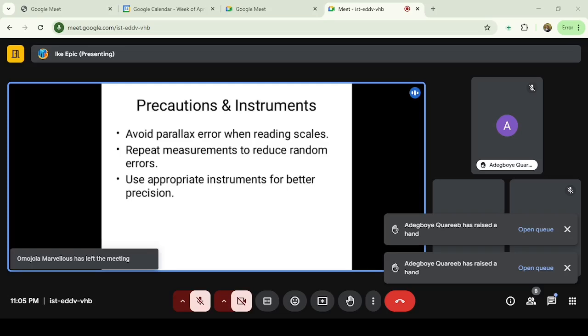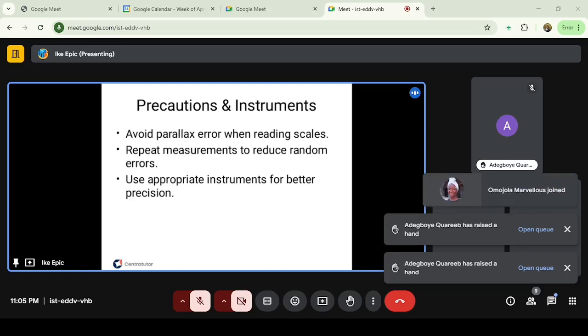Another precaution you should always take is to repeat measurements to reduce random errors. If you are trying to measure a length, you will not just measure it once. It gives you 4.7 and you say that is the final reading. Instead, you measure it the first time and get 4.7, you measure it again and probably get 4.6, you measure it a third time and might get 4.7. Then you take the average of those readings.